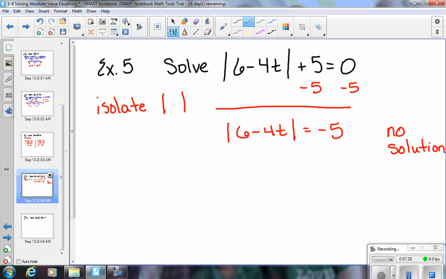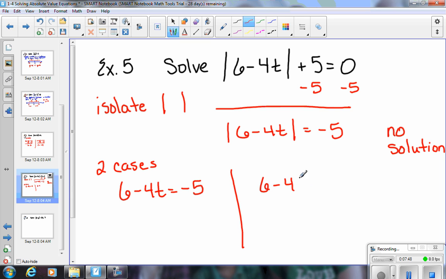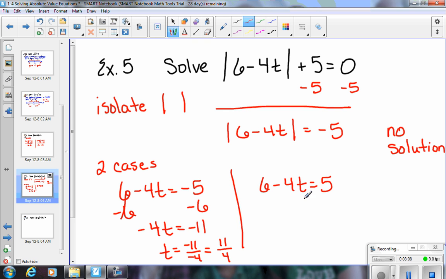Now suppose you didn't notice that and you just decided to solve the problem the way I showed you. You would have your two cases. So the first case, you would have 6 minus 4t equals negative 5. And your second case, you would have 6 minus 4t equals the opposite of that. So then we'll solve. We'll subtract 6 from both sides, and divide both sides by negative 4, which gives me 11/4. Let's try this side.